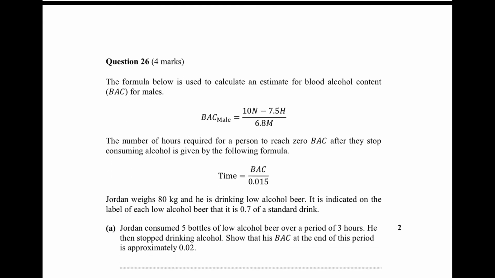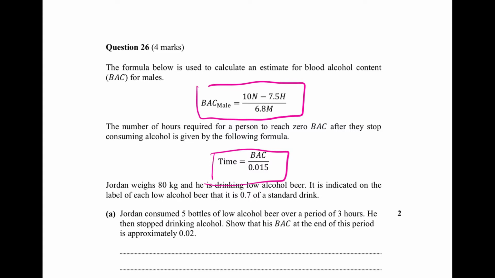Question 26. The formula below is used to calculate an estimate for blood alcohol content for males, and this is the formula here, where N is the number of hours required for a person to reach 0 blood alcohol content after they stop consuming alcohol. Usually they actually describe what each of these indicate, but you should know that your N represents your number of hours.